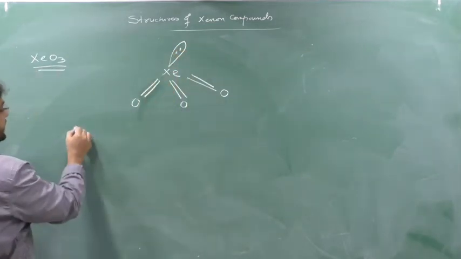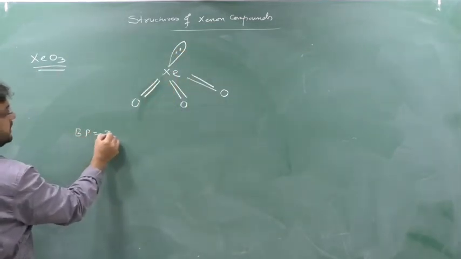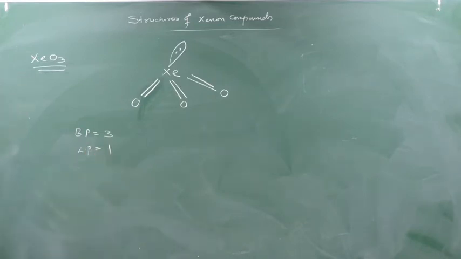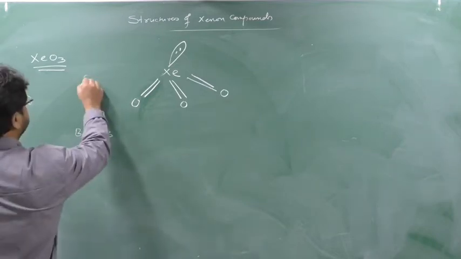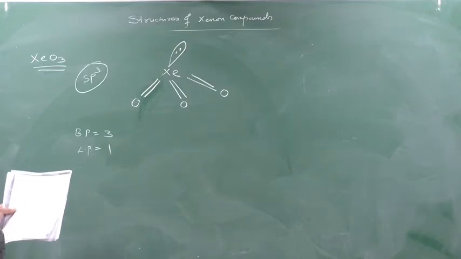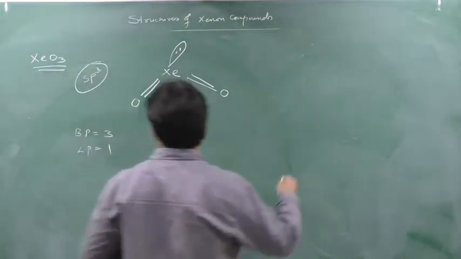So how many bond pairs are there? Totally bond pairs are 3. Yes or no? Lone pair is 1. And you can see here the structure, the hybridization will be what? sp3 hybridization. Yes or no? And how to remember this? We will try to solve this.